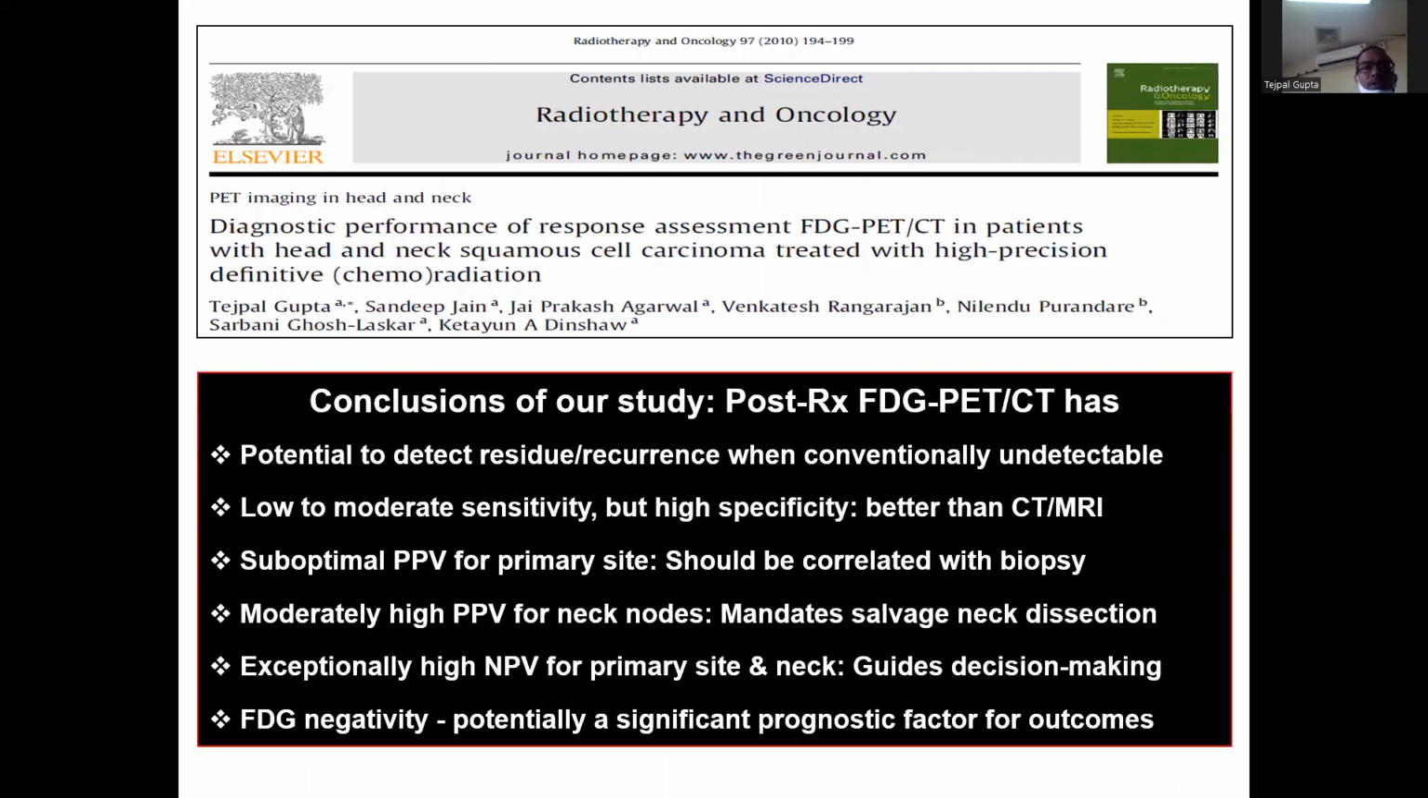So this was published in the year 2010 in the Green Journal, where we concluded that post-treatment FDG PET-CT has the potential to detect residual recurrent disease when it is conventionally undetectable. It has low to moderate sensitivity but high specificity. The positive predictive value is quite suboptimal for the primary site, and you should always correlate that with biopsy. However, exceptionally high negative predictive value both for primary site and neck, and that should be used to guide the decision making. And FDG negativity at post-treatment setting is potentially a prognostic factor for outcomes.